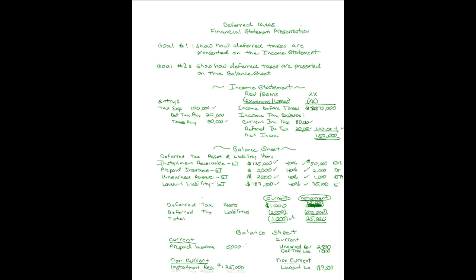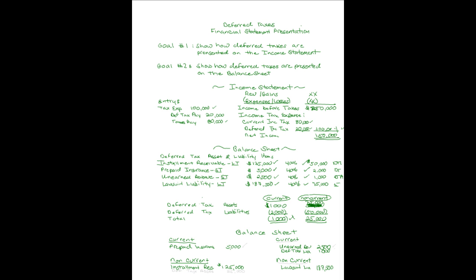And look, it makes sense. I have prepaid insurance of $5,000 and unearned revenue of $2,500. That nets to $2,500. The asset is bigger, and so I have a deferred tax liability of $1,000. That's 40% of the net amount. Wow, cool, huh? Let's look at the long term now.